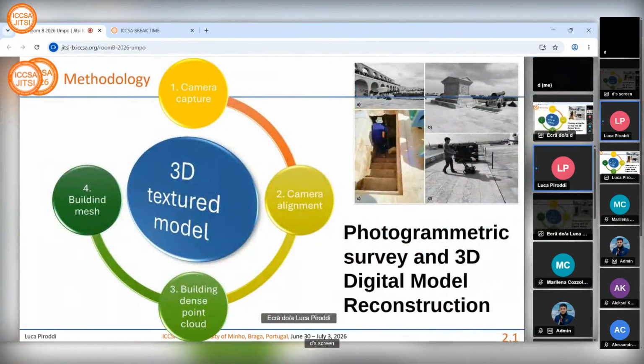The workflow has included a photogrammetric survey and digital model reconstruction. Here we see an image of the data acquisition of the funeral monument, which includes an underground room below this monument, and the coffin housing the remains of the hero.